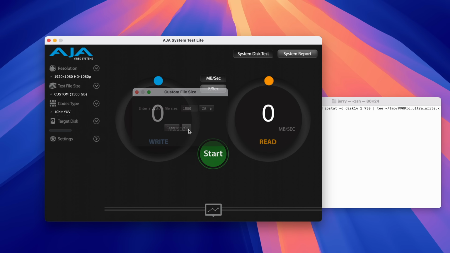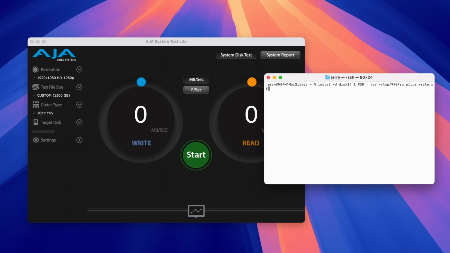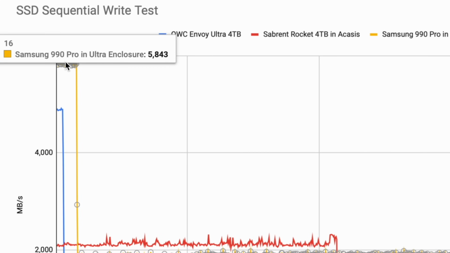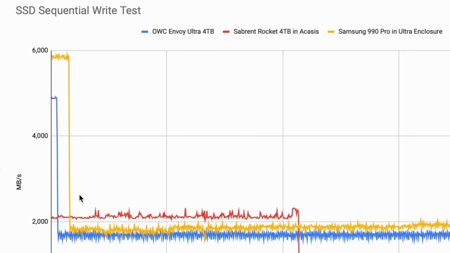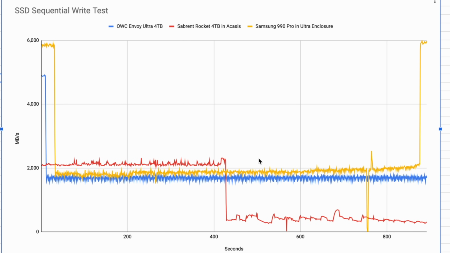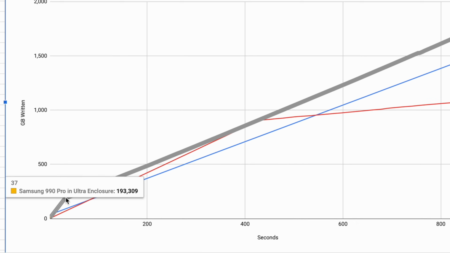And now we can use the AJA and run the same very large sequential write test onto this 990 Pro. Wow, okay, so you can see that the Samsung 990 Pro in this enclosure was running around 5,800 megabytes per second for around 31 seconds, and then it dropped down to around 1,800 or 1,900 megabytes per second for a majority of the rest of the copy. So it looks like the cache ended up being around 190 gigabytes on this 990 Pro.